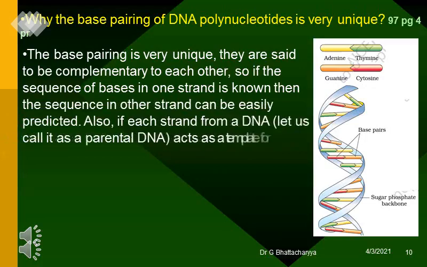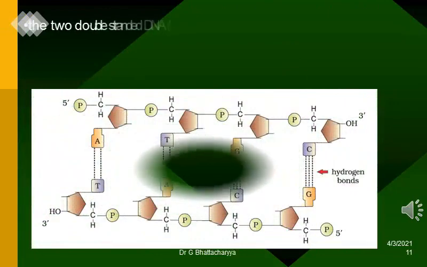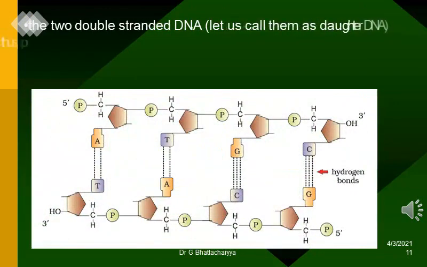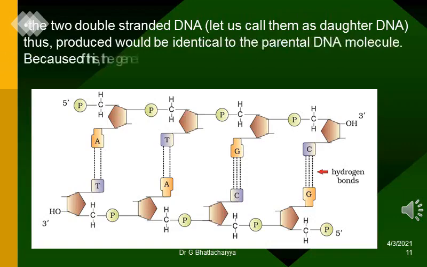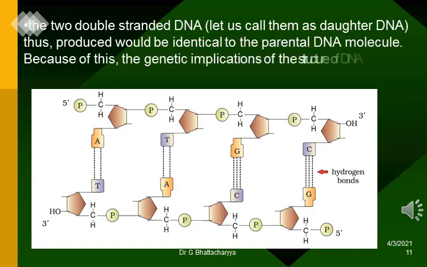Also, if each strand from a DNA, let us call it the parental DNA, acts as a template for synthesis of a new strand, the two double-stranded DNA, let us call them daughter DNA, thus produced would be identical to the parental DNA molecule. Because of this, the genetic implications of the structure of DNA became very clear.